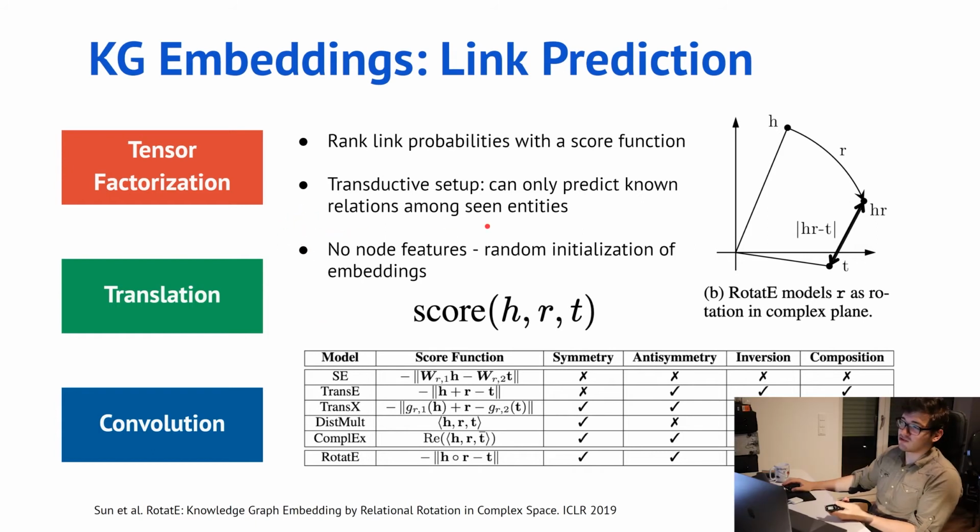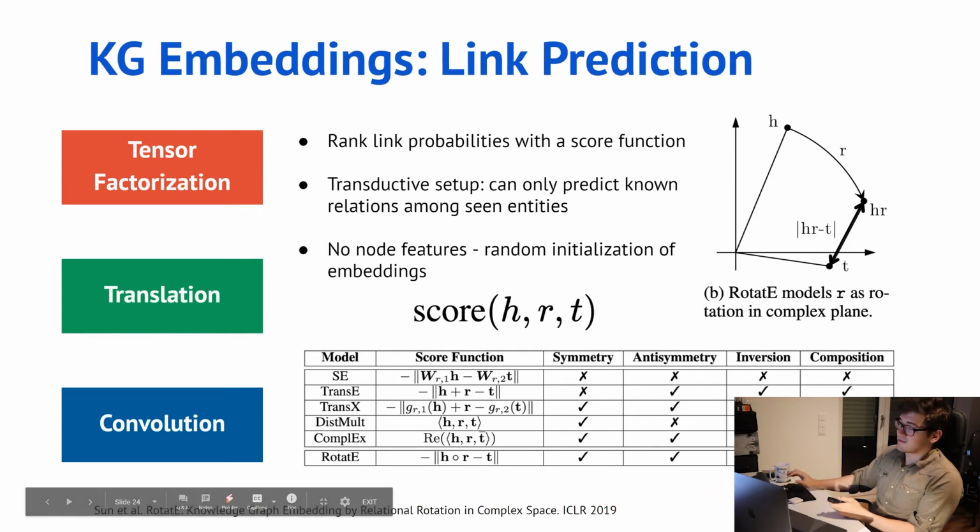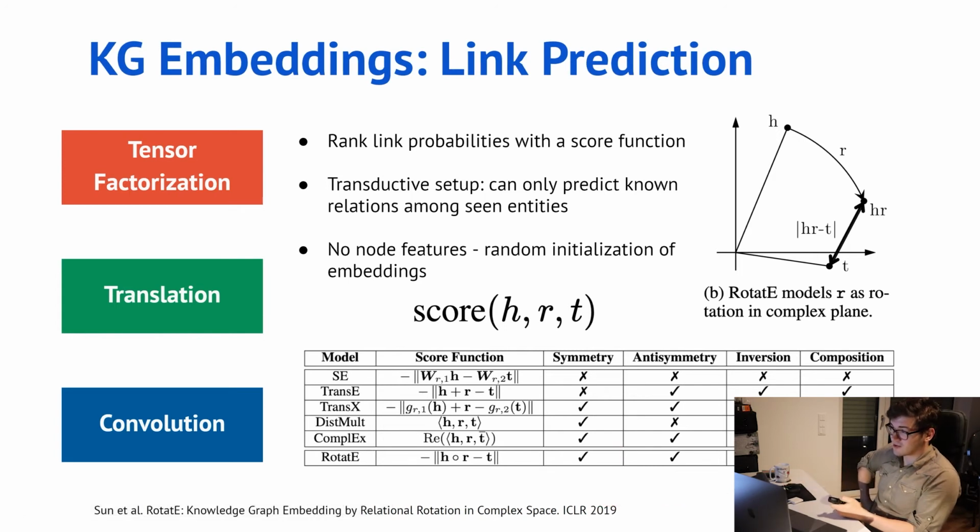setup, so they can only predict known relations among seen entities, and that's a big difference, because a lot of traditional GraphML tasks are also working in an inductive setup. And another distinctive thing is that we do not have node features, so most of the approaches are based on random initialization. Here is a small example of how one of the recent models, RotatE, works. It's a rotation in complex plane. And you can dig further into particular families or implementations of the models, and what semantics they can retain.